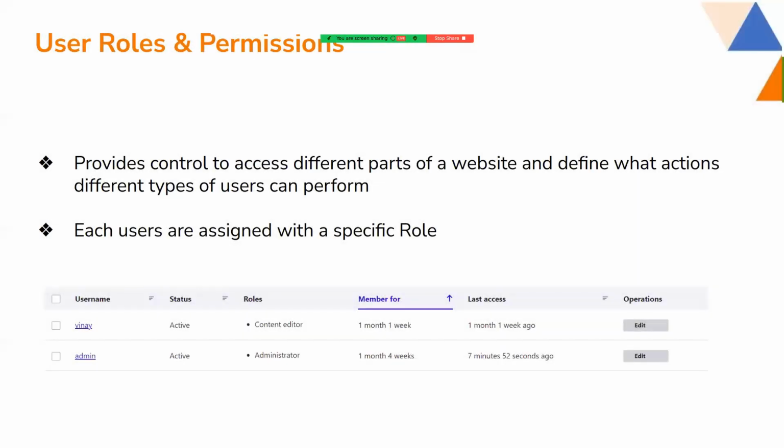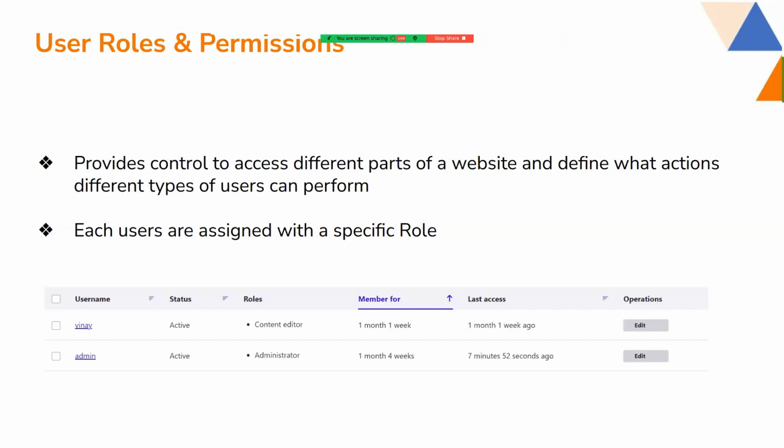Next is user roles and permissions. Drupal provides control over different parts of your website in the form of user roles. There are different kinds of permissions that you can give on your Drupal website, and all these permissions are clubbed with specific roles. By default, Drupal provides the authenticated user, site administrator, and content editor roles. Each of these roles has its specific permissions.